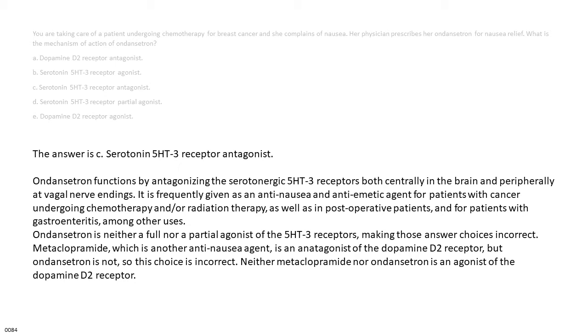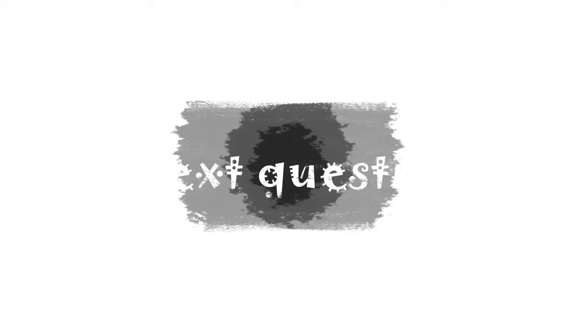Ondansetron is neither a full nor a partial agonist of the 5-HT3 receptors, making those answer choices incorrect. Metoclopramide, which is another anti-nausea agent, is an antagonist of the dopamine D2 receptor, but ondansetron is not, so this choice is incorrect. Neither metoclopramide nor ondansetron is an agonist of the dopamine D2 receptor.